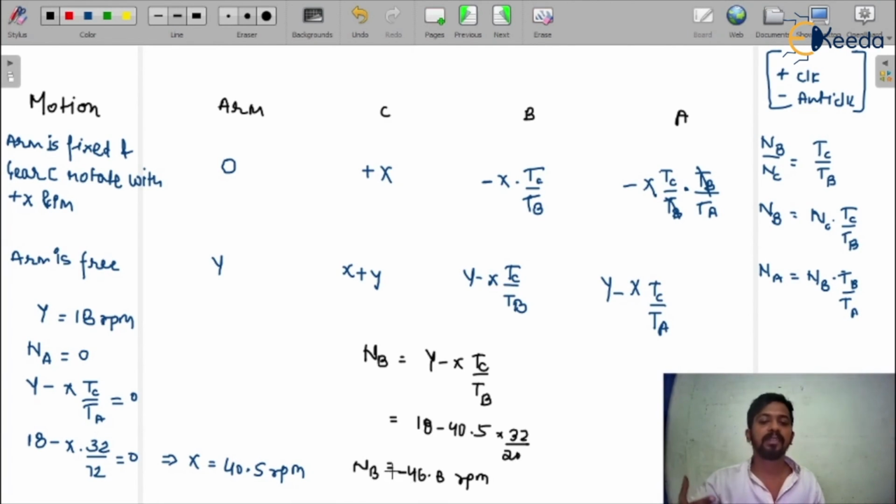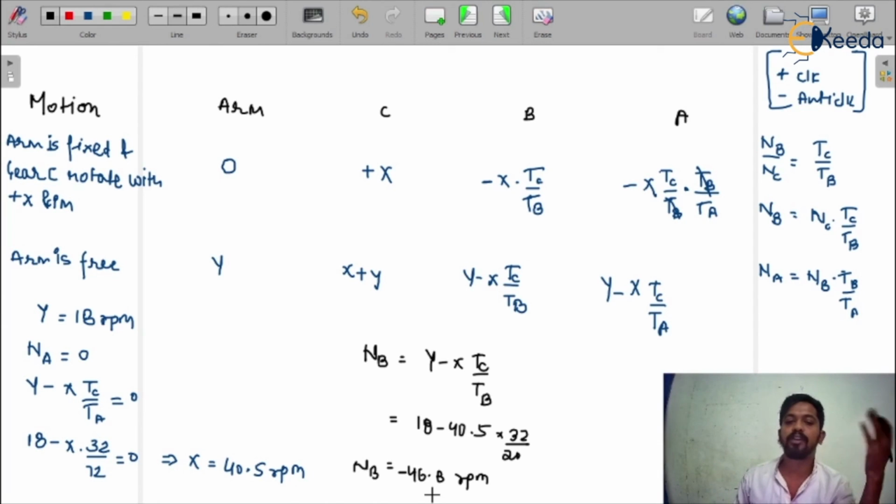Okay, so that means it would be in the direction opposite to the rotation of the arm. We have assumed that the arm is rotating in the anti-clockwise direction, so according to the direction of the arm we get the value of the speed, that is 46.8, in the direction opposite to that of the arm.